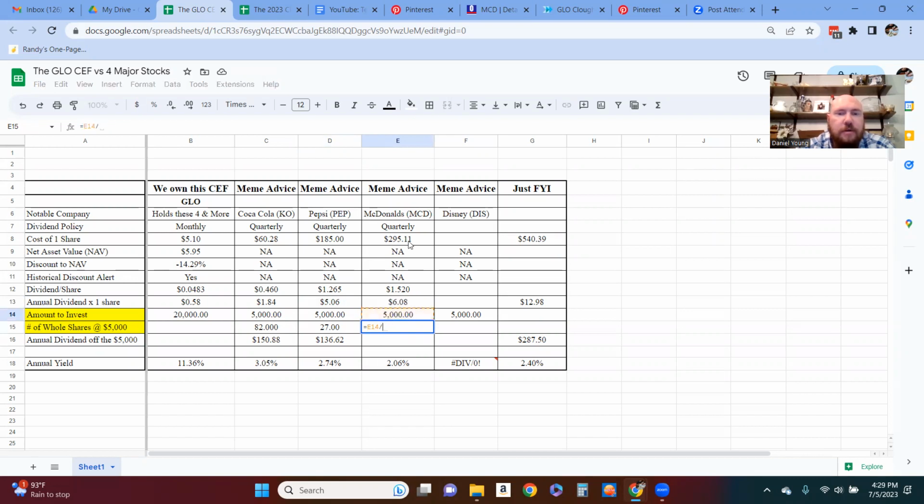5,000 divided by that amount. We get 16. Can't do partial shares, right? We're not going to round it up. So we only get 16 shares. But then we can do the same thing.